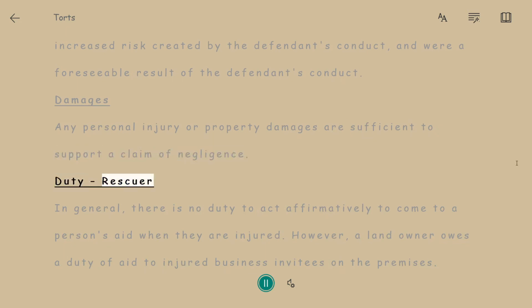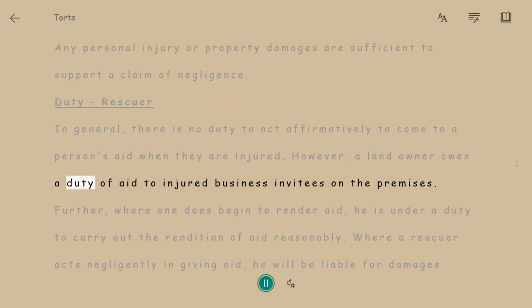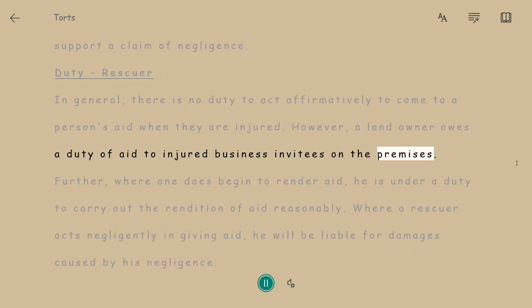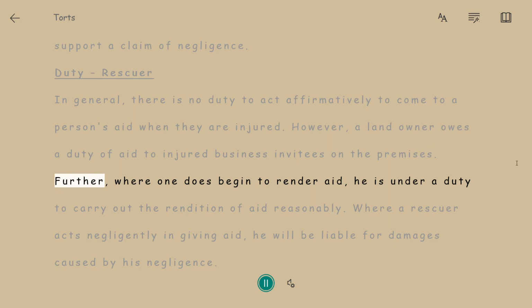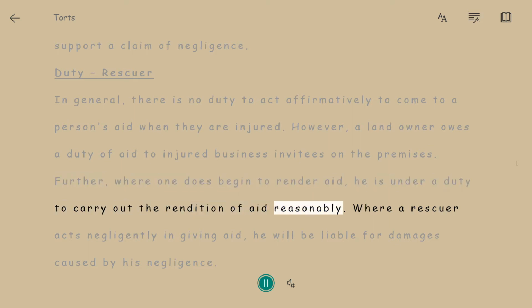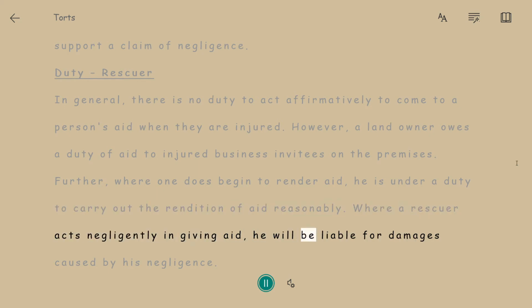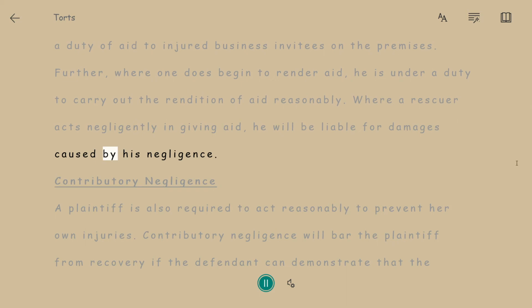Duty, rescuer. In general, there is no duty to act affirmatively to come to a person's aid when they are injured. However, a landowner owes a duty of aid to injured business invitees on the premises. Further, where one does begin to render aid, he is under a duty to carry out the rendition of aid reasonably. Where a rescuer acts negligently in giving aid, he will be liable for damages caused by his negligence.